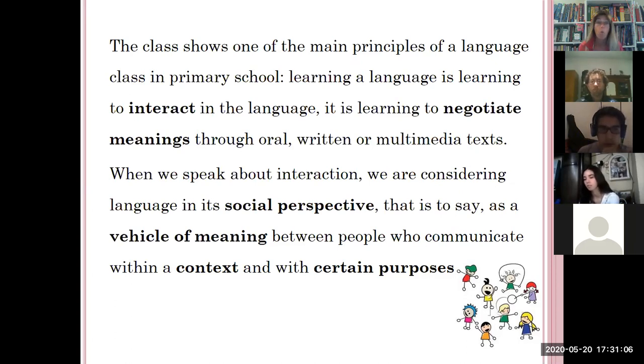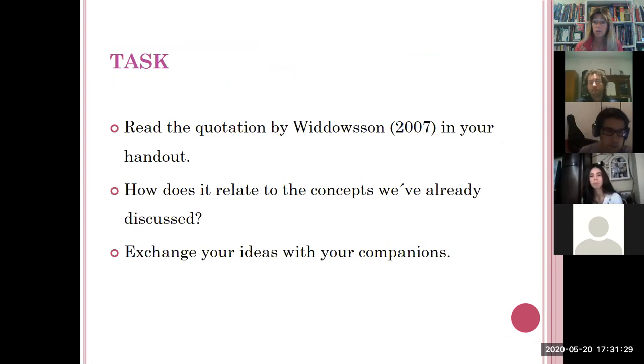Now, what's very important here is the context and the purpose of language. What is the context here in this class? Well, they are playing a game. And what is the purpose? To guess, using the language to guess. Okay? Is this clear? Yes? All right, good. Any questions?